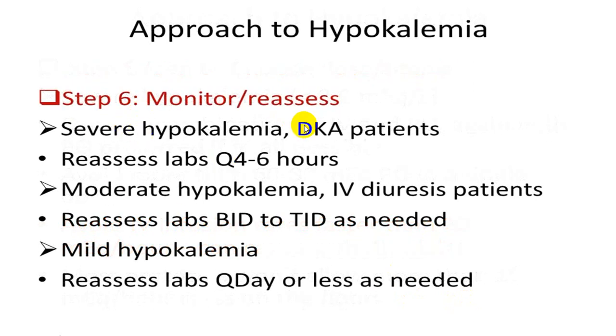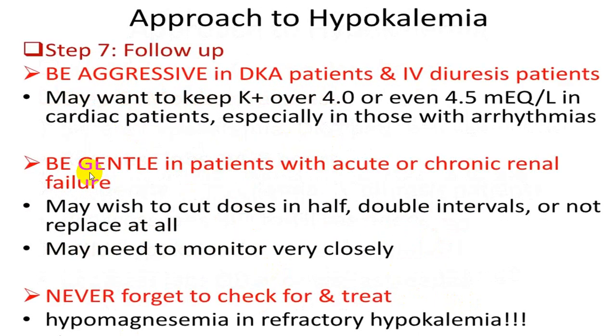In severe hypokalemia and diabetic ketoacidosis, you have to reassess frequently. Follow-up should be very aggressive in a person with diabetic ketoacidosis, a person on diuresis, or with acute or chronic renal failure. Never forget to check for magnesium, because a good number of times hypokalemia is associated with hypomagnesemia. So magnesium should also be simultaneously replenished.